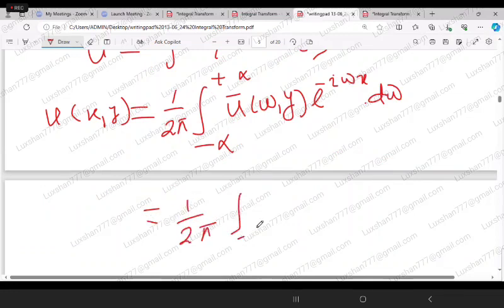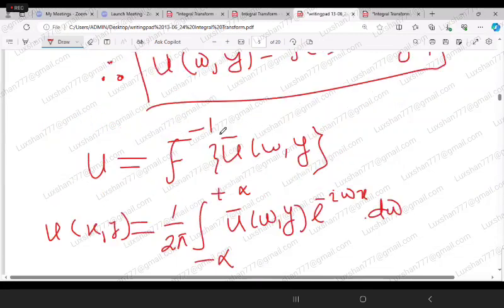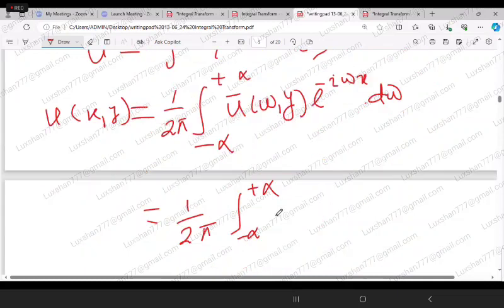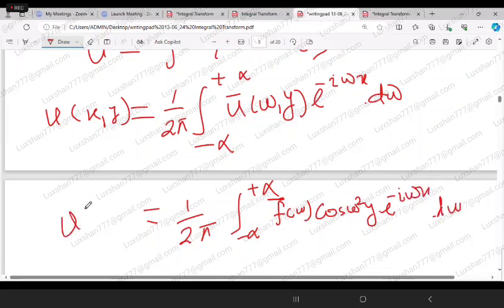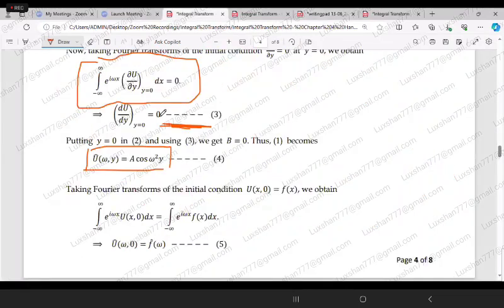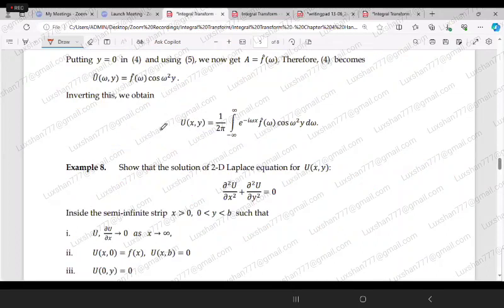So that is equal to 1 over 2 pi, integral from minus infinity to plus infinity, of F bar(omega) cos(omega squared y) into e to the power minus i omega x, d omega. So that is the solution. That is what is given here. The solution is given in this form.